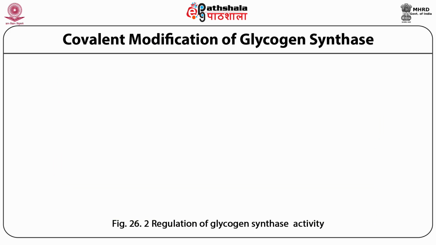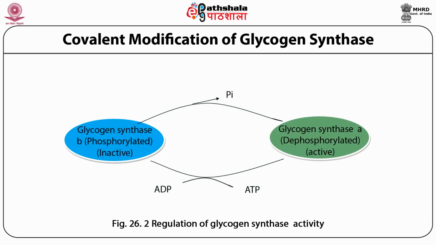Inactive glycogen synthase to active glycogen synthase. There is a difference between the phosphorylated and dephosphorylated forms. Glycogen synthase enzyme exists in two forms: glycogen synthase A and glycogen synthase B. Glycogen synthase A is the active form of the enzyme, while glycogen synthase B is normally the inactive form. Glycogen synthase B is converted to glycogen synthase A by the process of dephosphorylation. It is catalyzed by protein phosphatase.